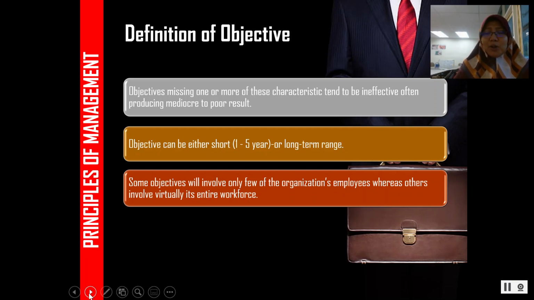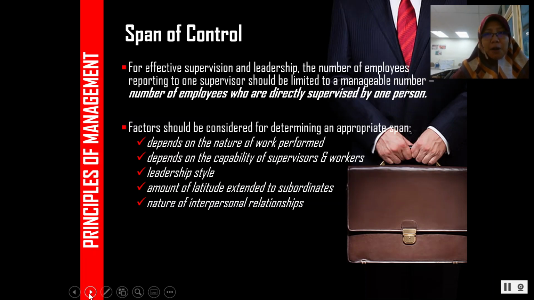So the same thing goes for you as an individual. Maybe you have in another 5 years what you want to be, or in another 10 years. 10 years we can call a long term range. Some objectives will involve only a few of the organization's employees, whereas others involve virtually its entire workforce. So this is the definition of objective.